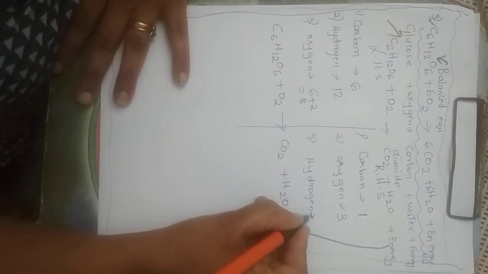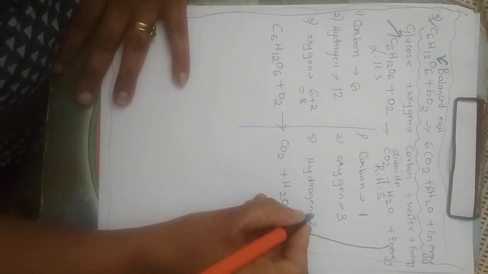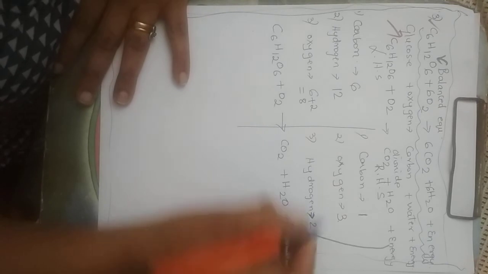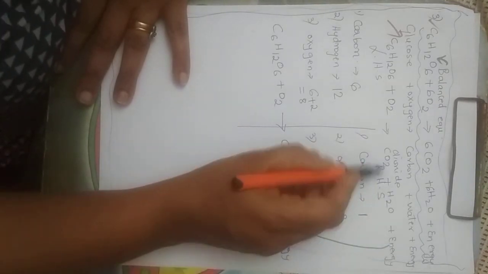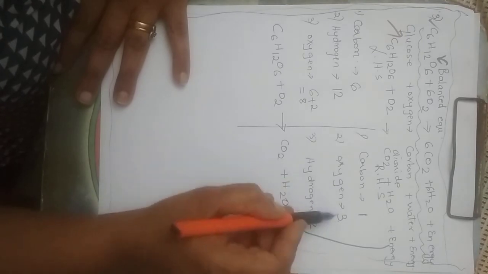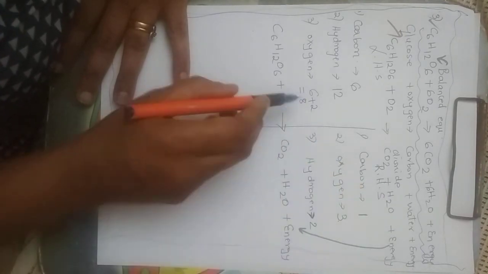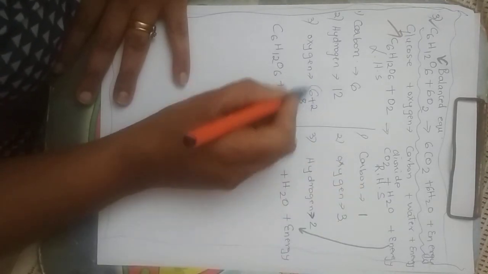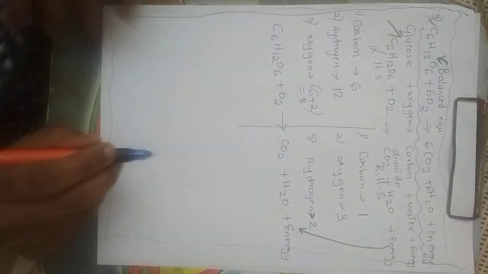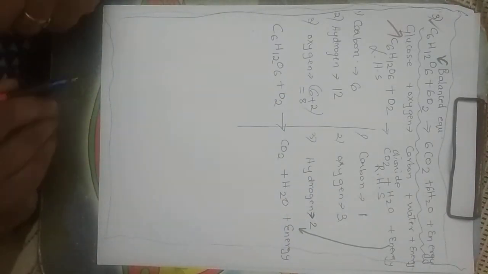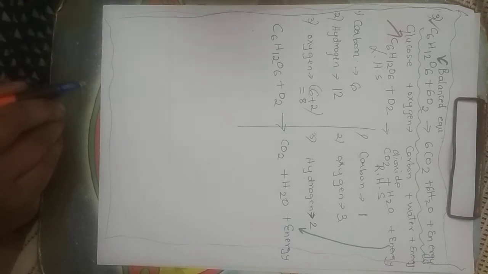I hope you all did it. So, I just waited. So, let's see. Hydrogen 2. Oxygen 2 plus 1, 3. Every time you don't have to do it like this, I just did it to show you. Now, see what problem is there. Here there is 6 carbon and here there is only 1.